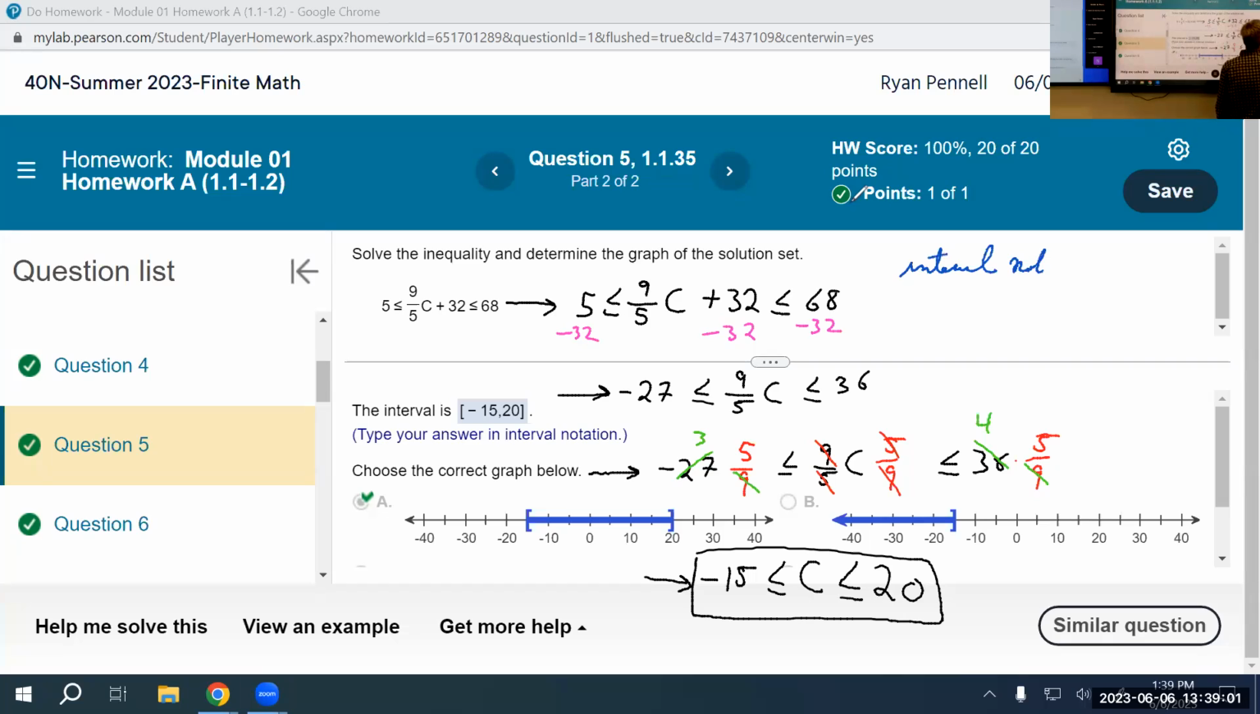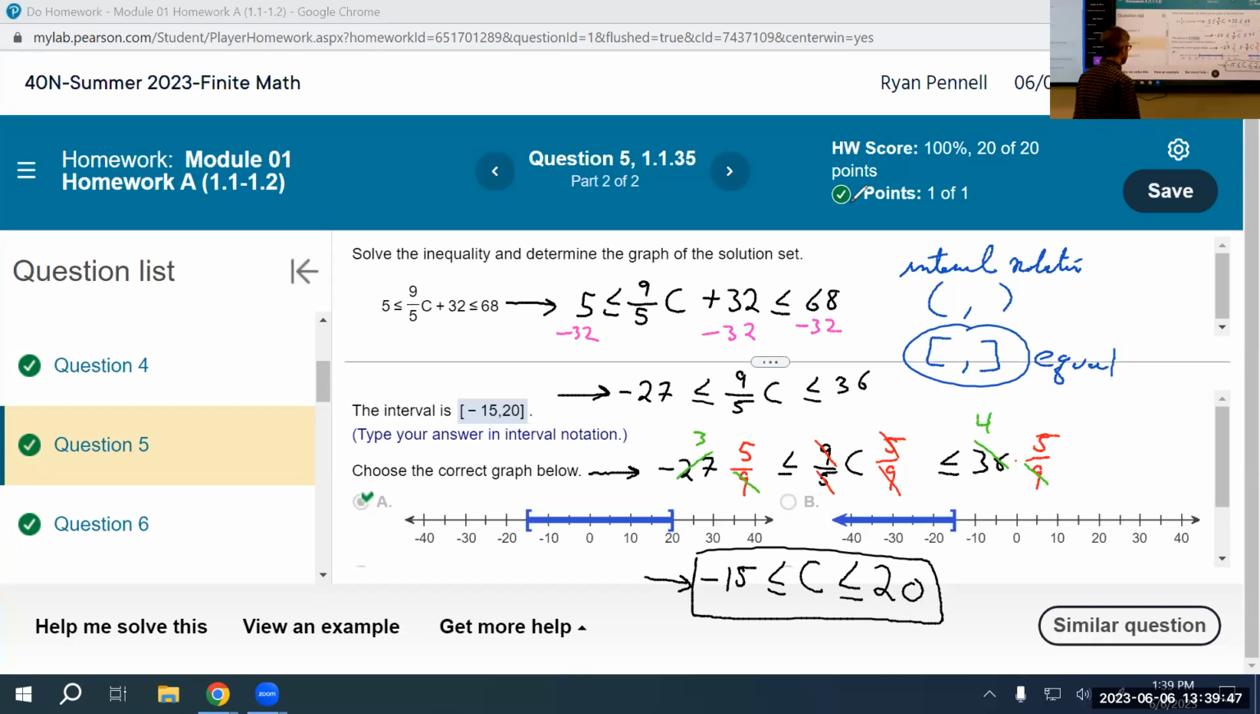Interval notation. You're either going to use parentheses or brackets, or some combination of those. Parentheses means everything but that number. But here we have the equal sign, so we want to include negative 15 and we want to include 20. I happen to want to include both of those. They equal negative 15, they equal 20, and all of the numbers in between. So in this example, I just want to use brackets, because of the equal sign.